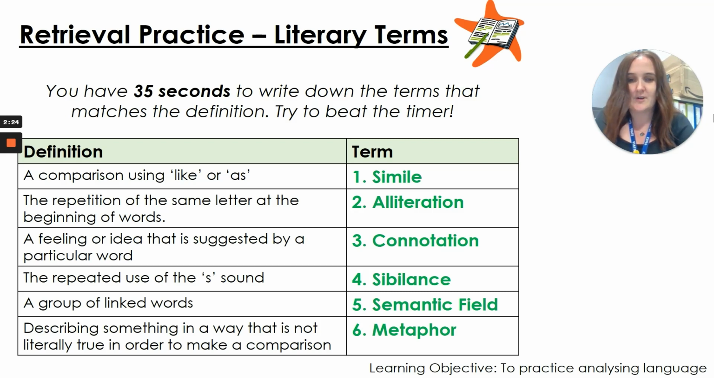So comparison using like or as is a simile. That repetition of the same letter is alliteration. The feeling or idea that's suggested by a word is a connotation. The repeated use of the S sound is sibilance. And a group of linked words is a semantic field. And finally, describing something in a way that is not literally true in order to make a comparison is a metaphor. Did we get 6 out of 6? I'm sure lots of you did.